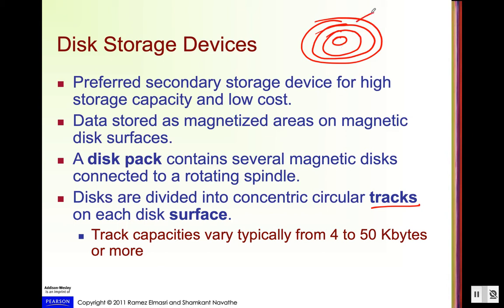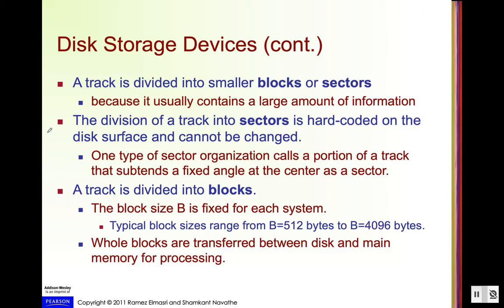Each of these divisions is known as a track. So this one is track 0, this one is track 1, this one is track 2, like that. Track capacity can vary, so each track can have a different capacity, typically 4 to 50 kilobytes, or it can be more than that. Each track is again divided into smaller blocks or sectors.